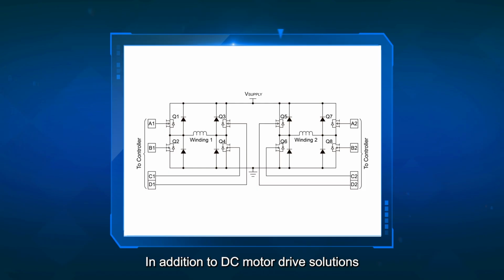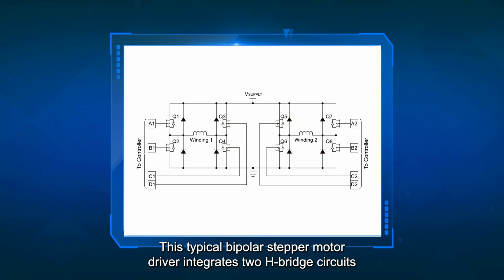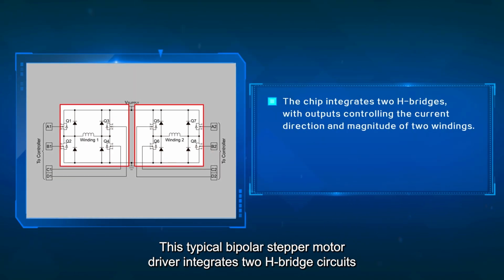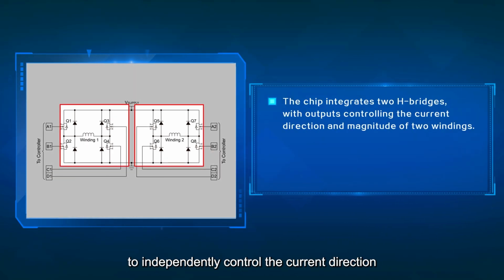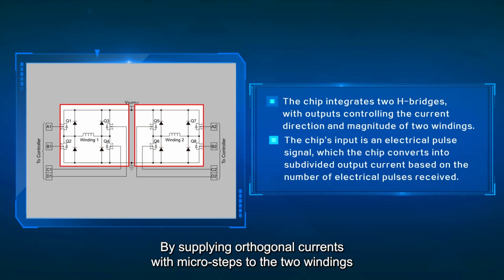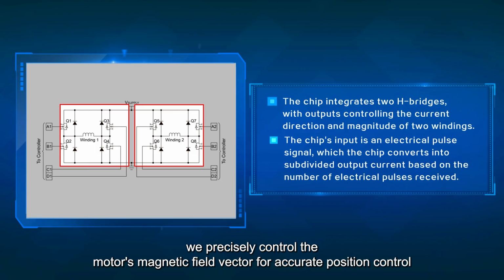In addition to DC motor drive solutions, NOVOSENSE offers stepper motor drivers. This typical bipolar stepper motor driver integrates 2 H-bridge circuits to independently control the current direction and magnitude for the motor's 2 windings. By supplying orthogonal currents with microsteps to the 2 windings, we precisely control the motor's magnetic field vector for accurate position control.